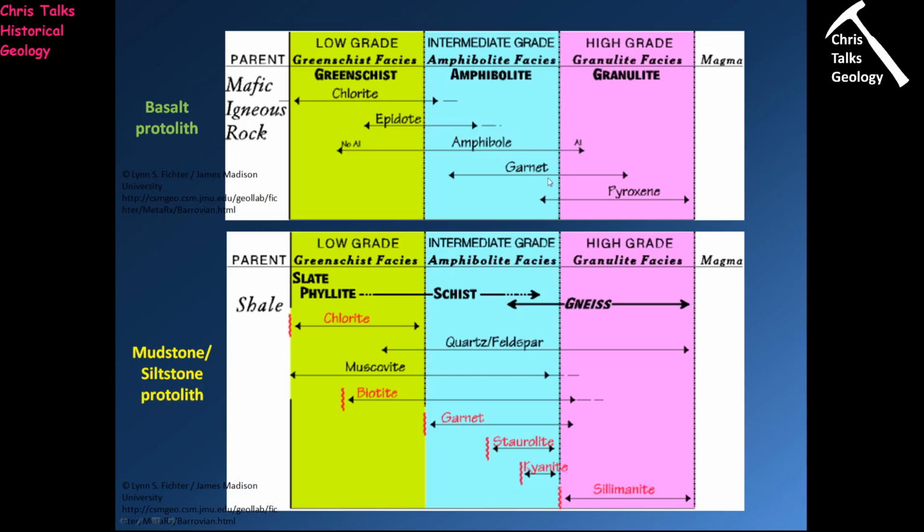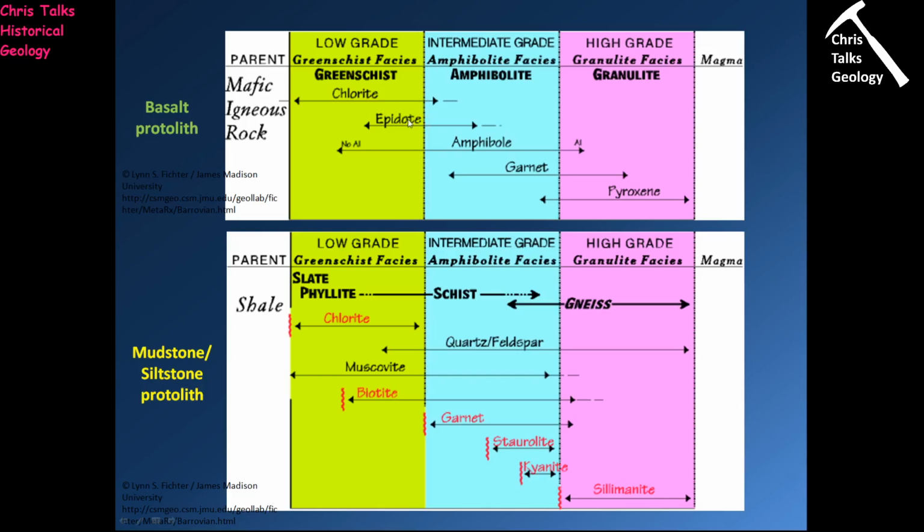And this is showing you the changes in mineralogy which we see as we move from one facies to another. So in the green schist facies, we look for the index minerals chlorite, epidote, and actinolite. Amphibole, by the way, includes minerals like actinolite and hornblende. So we look for these three index minerals when we're trying to discern a green schist facies rock.